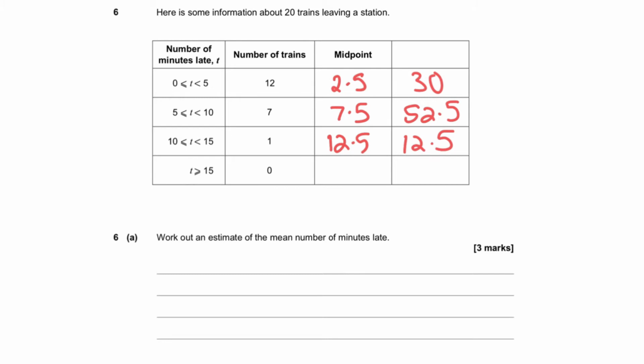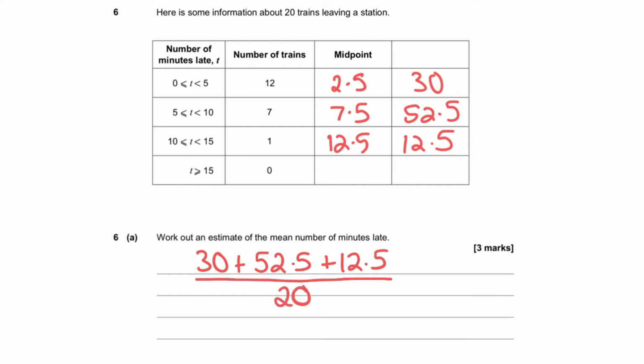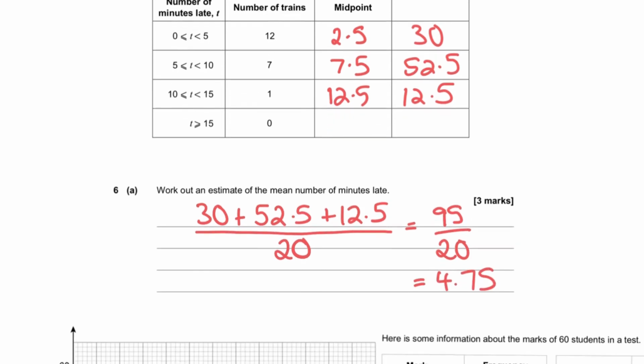Usually to calculate the mean, you add up all of the values in your data and then divide by the number of values that there are. So we're going to do that with our calculations. We've got 30 plus 52.5 plus 12.5 divided by the 20 trains in our data. So we've got 95 divided by 20, so the mean number of minutes late is 4.75 minutes.